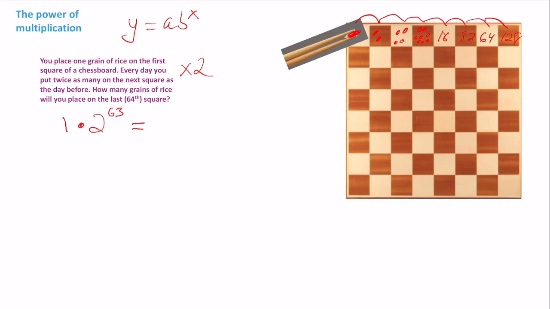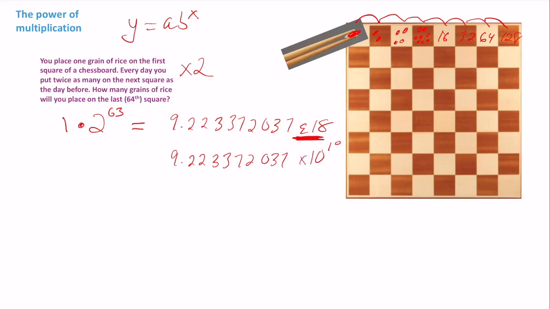And when we multiply that, your calculator is going to give you this number that says 9.223372037 E18. And what that means, that's just your calculator's way of saying scientific notation. So what that really means is 9.223372037 times 10 to the 18th power. And that means you have to move that decimal place to the right 18 spaces. So 1, 2, 3, 4, 5, 6, 7, 8, 9. And we have to go another 9, right? So we would need 9 zeros after that.